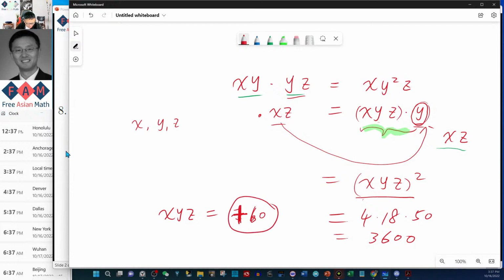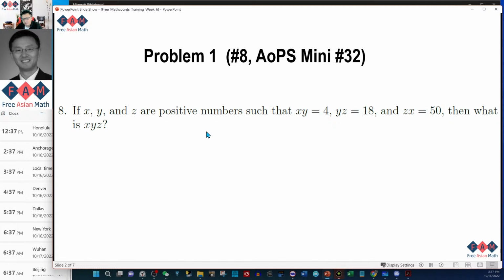Okay, so this is a fairly simple problem, but the takeaway is quite important. Sometimes we don't need to do the hard work, meaning that we don't have to solve x, y, z individually in order to solve the quantity being asked. Because you have to read the problem carefully. The problem never asks you to solve x, y, z individually. All you need is to compute x, y, z multiplied together.